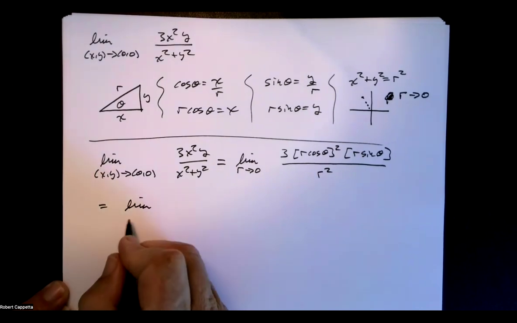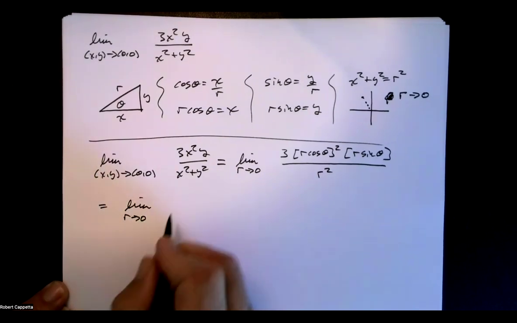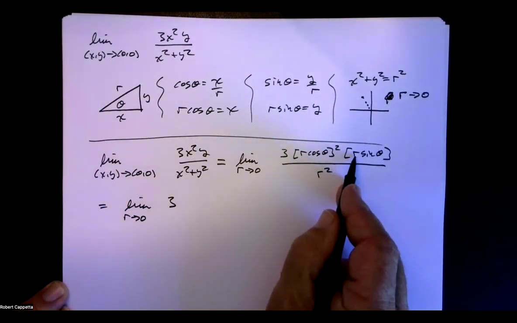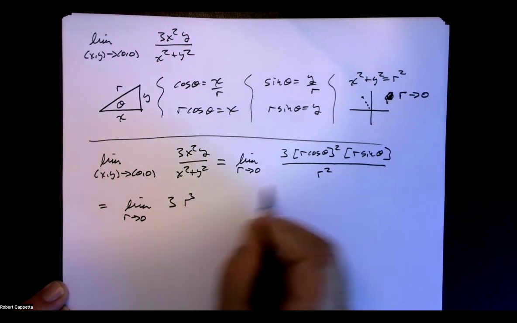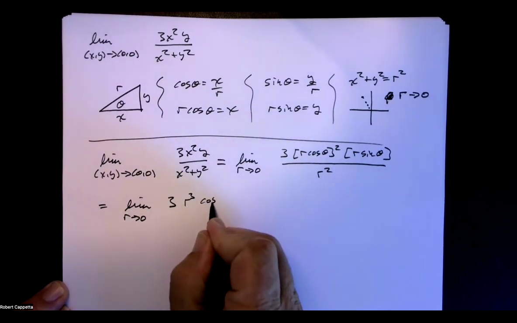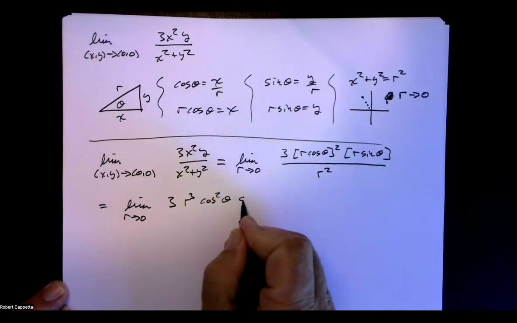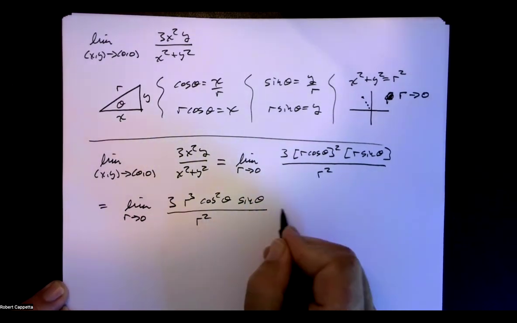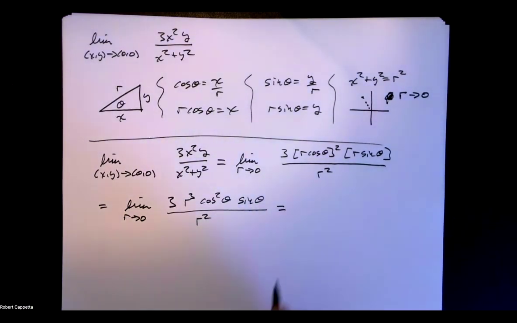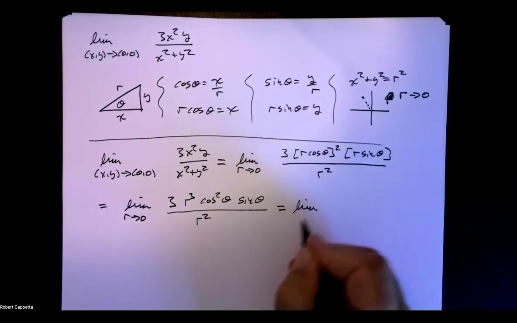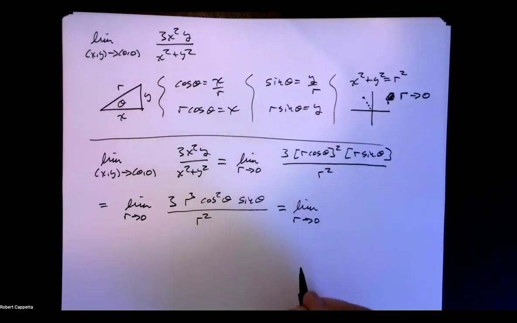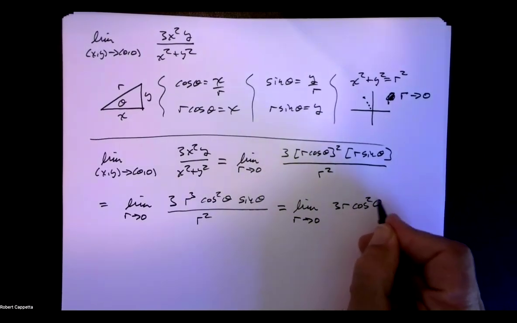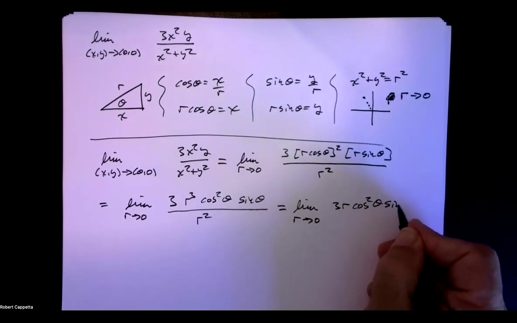This in turn equals the limit as r goes to 0 of 3 r squared r, so that's r cubed, cos squared theta sine theta over r squared. And of course, the r's divide out, so now I get the limit as r goes to 0 of 3r cos squared theta sine theta.